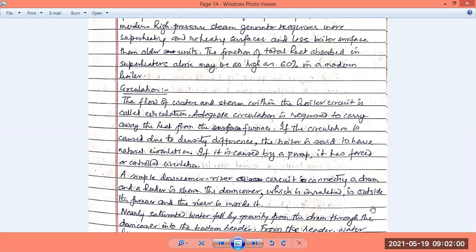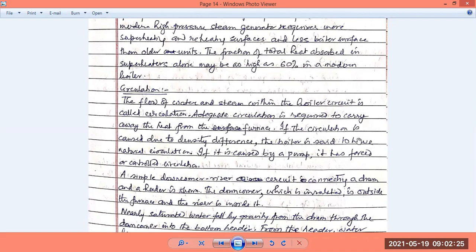Then it is sent to the condenser, which is cooled by some natural or artificial means if necessary, and this vapor is converted into water, then goes back to the circuit again to absorb the heat from the furnace. So the circulation is caused.